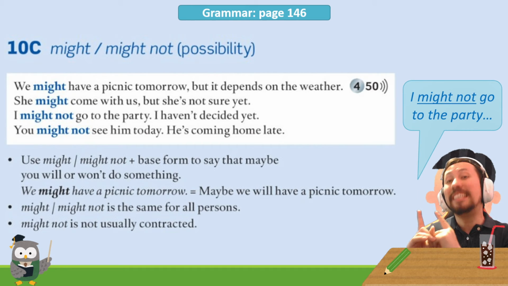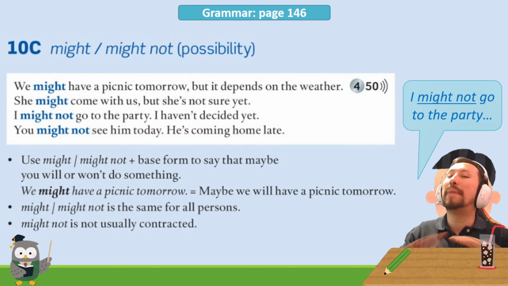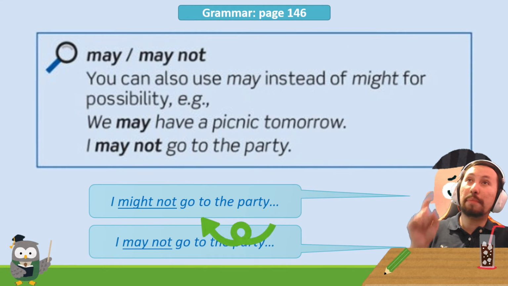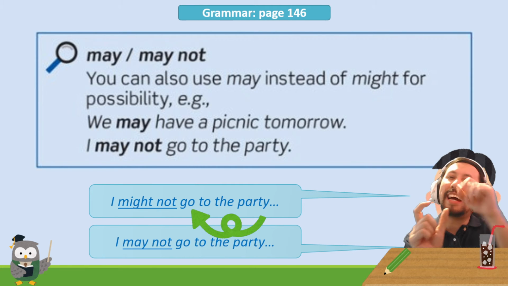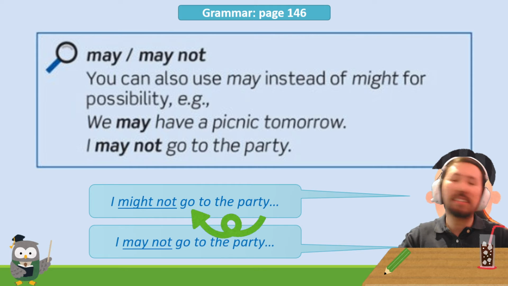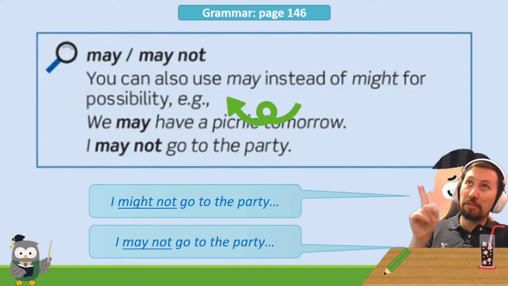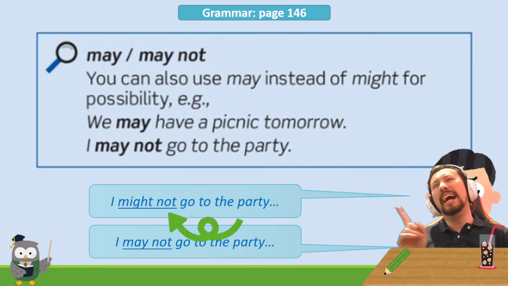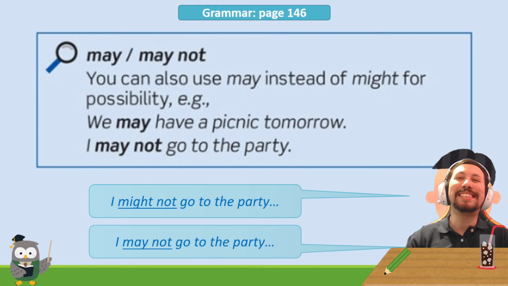And this one's really easy to use because, again, you use the verb in the base form. So, for example, you see here, I might go. You don't have to add an ing, an s, regulars, irregulars. No, none of that. And you can also say may, might, it's the same. You can also use may instead of might for possibility. I might not go to the party. Or I may not go to the party. It's the same. Easy peasy.